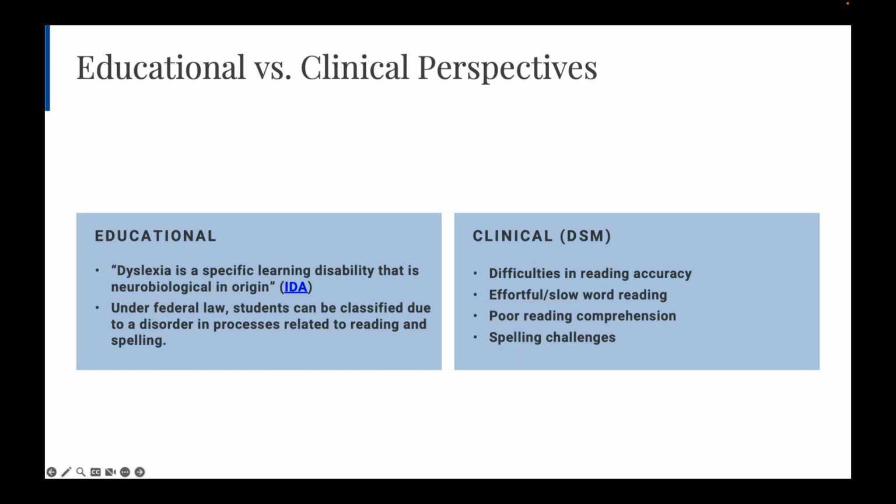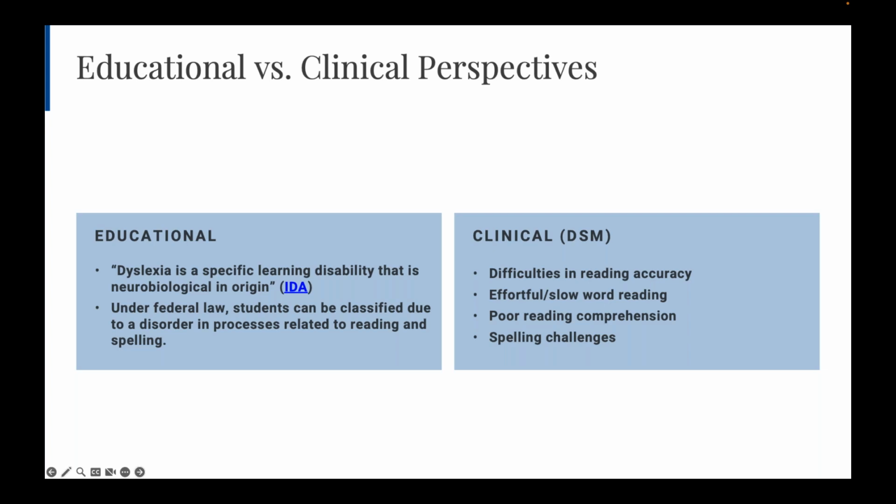Now, when we think about dyslexia a little further, we can consider two different perspectives, either the educational or the clinical. In terms of the educational, if we think about the New York State DOE's perspective that I just provided, in addition to organizations like the International Dyslexia Association, or the IDA, we'll see that both define dyslexia as a disorder that is brain-based or neurobiological in origin. And under the classifications that are available through federal law, if we're thinking about special education eligibility, a student can be eligible for special education due to disordered processes that are involved related to reading and or spelling.